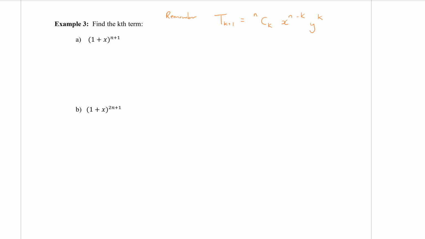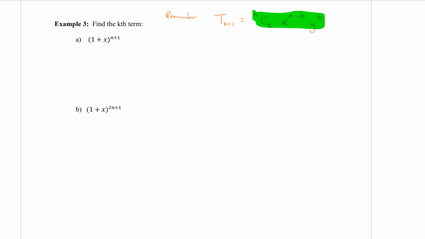It says we want to find the kth term. Now, last lesson I gave you a formula to find the term, which was this one over here: nCk, x to the power of n minus k, and y to the power of k. Now, it worked great when I said to find the x squared term, because we worked out what the powers were that needed to go in what places.